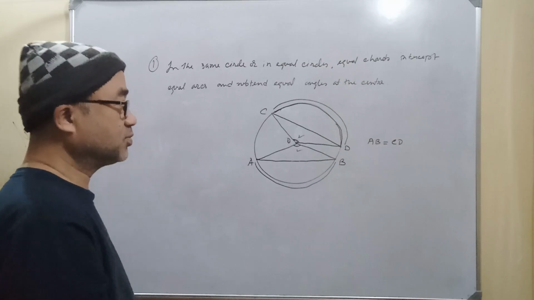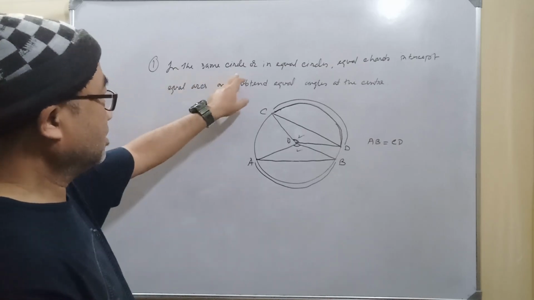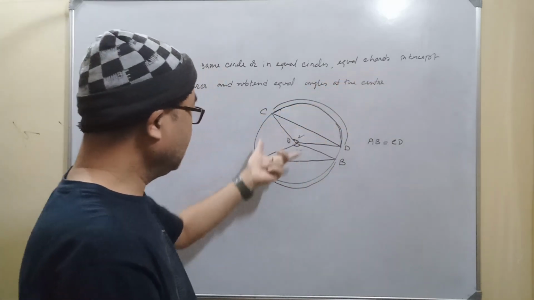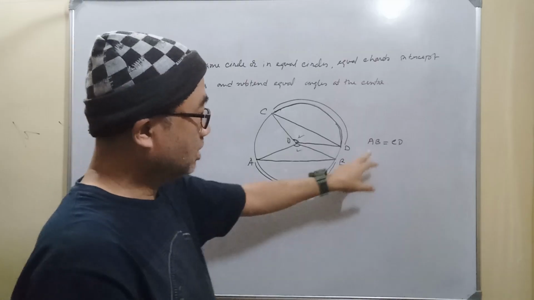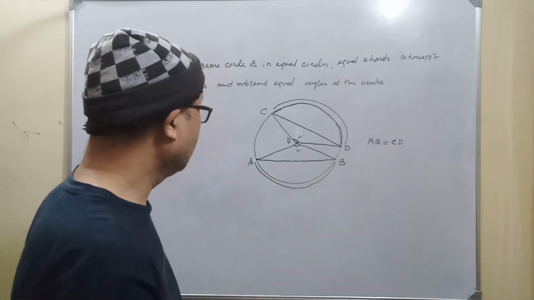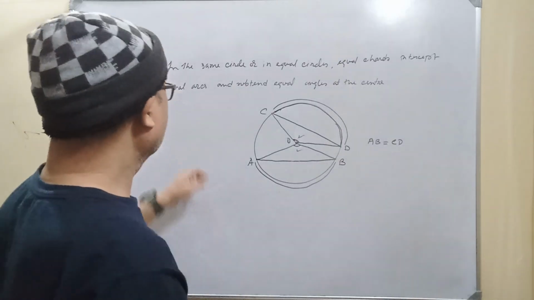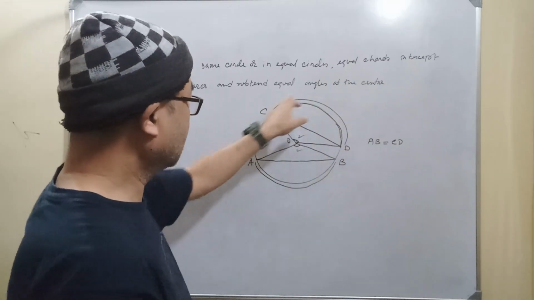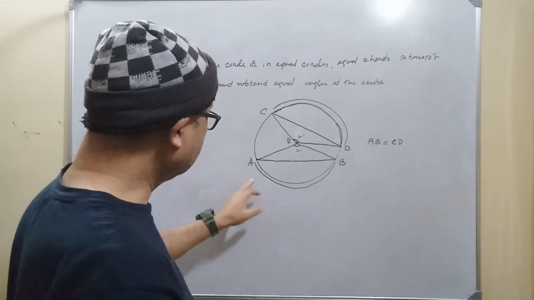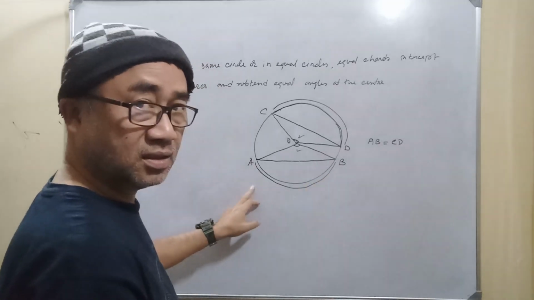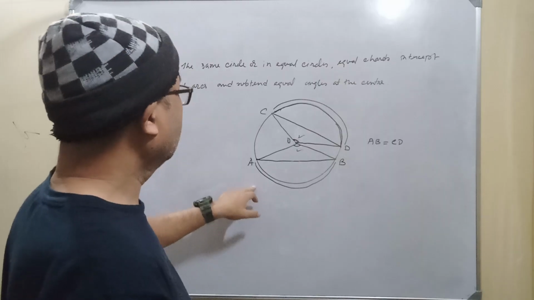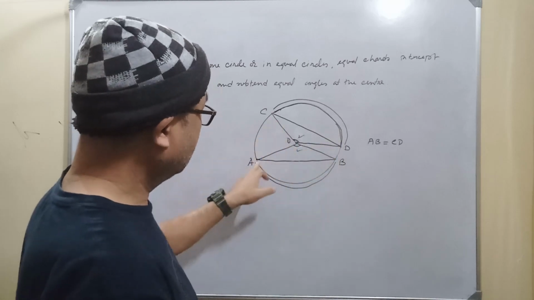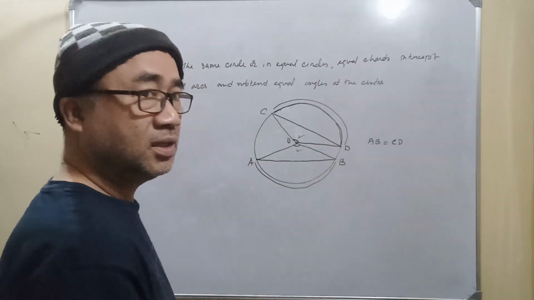So that is what this property says, that in the same circle or in equal circles, equal chords CD and AB are equal. These two chords are equal. Then they will intercept equal arcs. This arc CD is equal to this arc AB. Okay? And the angles produced by the chords at the center, these two will be equal.